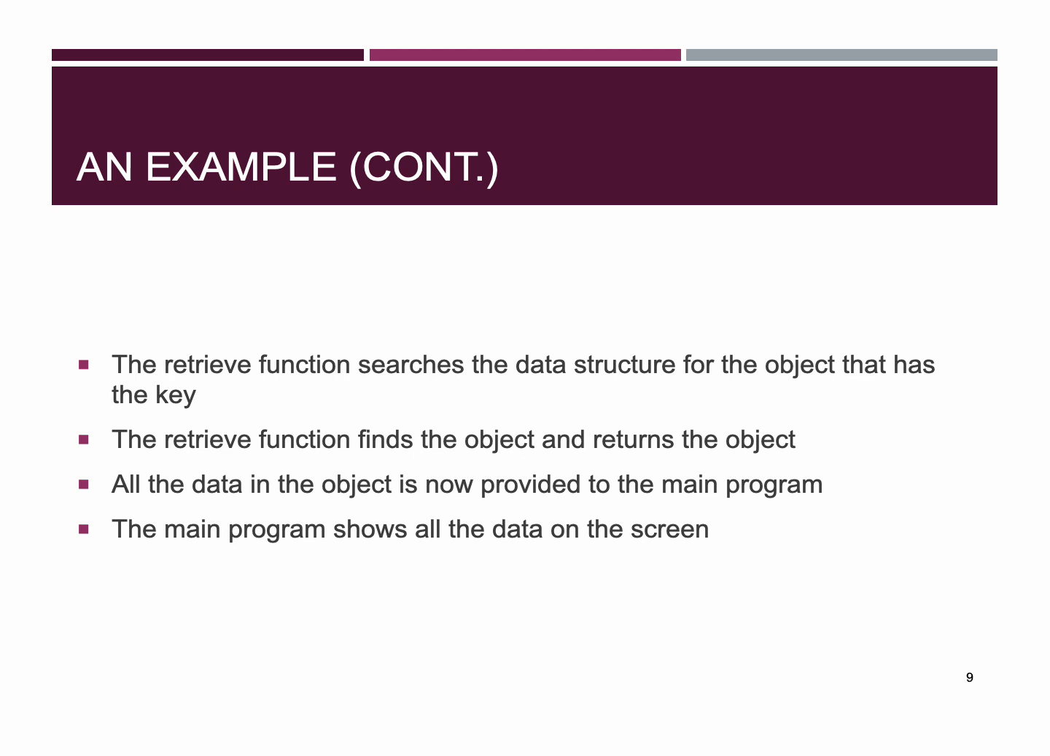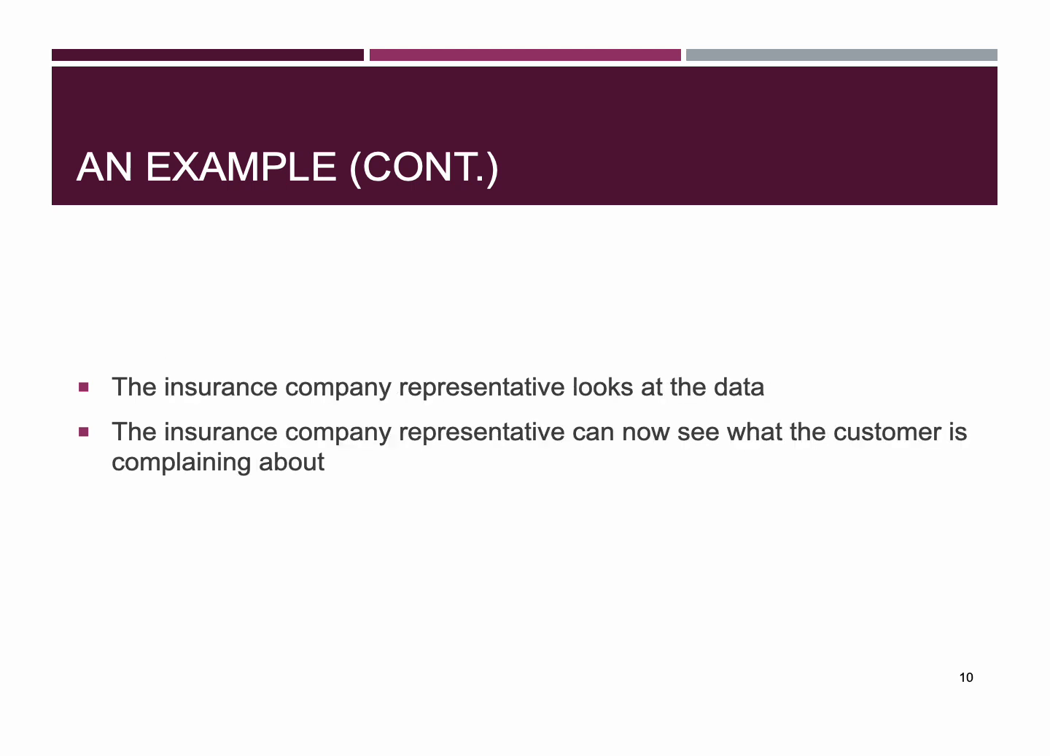The main program shows all the data on the screen. The insurance company representative looks at the data. The insurance company representative can now see what the customer is complaining about. This is how the whole process works. When you have a key, that key is the unique identifier. With the help of this key, you can search or retrieve any data.